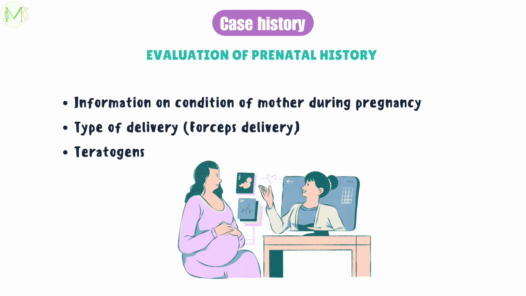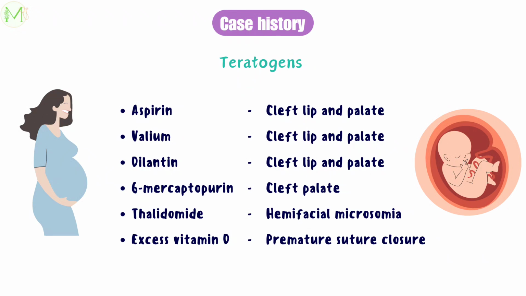Next, we also need to inquire about prenatal history, where we will collect information on the condition of the mother during pregnancy and the type of delivery of the baby, such as forceps delivery, and also about teratogens. Teratogens are any chemical agent or any other agent which crosses the placental barrier and produces embryological defects.